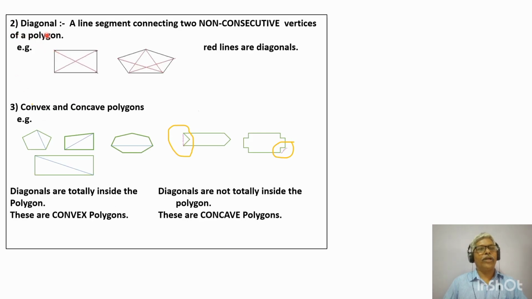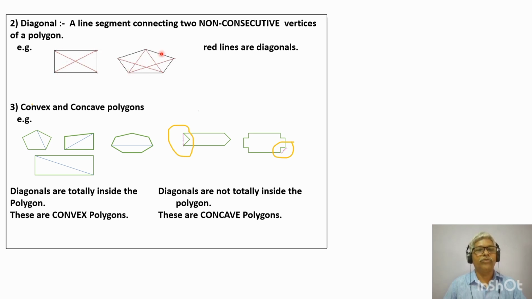Second definition, diagonal: a line segment connecting two non-consecutive vertices of a polygon is the diagonal. What does this mean? See here, this is a diagonal, this is a diagonal. What do you mean by consecutive? Consecutive means just near to any point. These two points are consecutive. If you take another point consecutive to this, then this and this are consecutive, but these are non-consecutive. There is a point in between. So if you connect any one of these, then this is the diagonal.